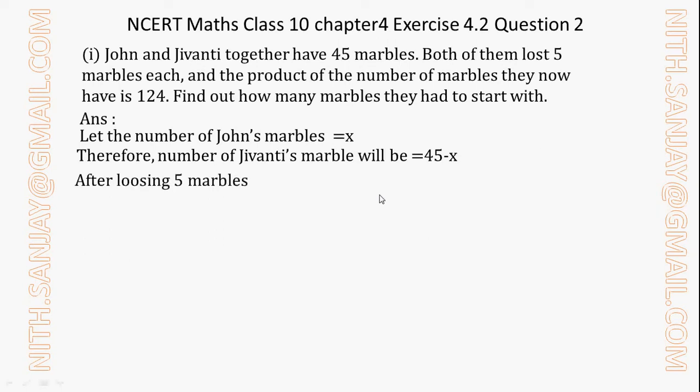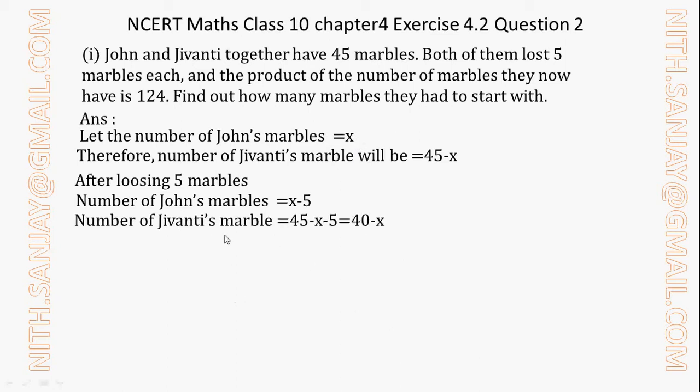After losing 5 marbles, because it is given that both of them lost 5 marbles, now we will calculate how many marbles they are left with. So John is left with x minus 5, because he had started with x marbles. After losing 5 marbles, he will be left with x minus 5. We will subtract 5 from this value. In a similar way, the marbles left with Jivanti will be 45 minus x minus 5. This was the initial number of marbles with Jivanti. Now we have to subtract 5 from this, so we have done it. Now the marbles with Jivanti are 40 minus x.